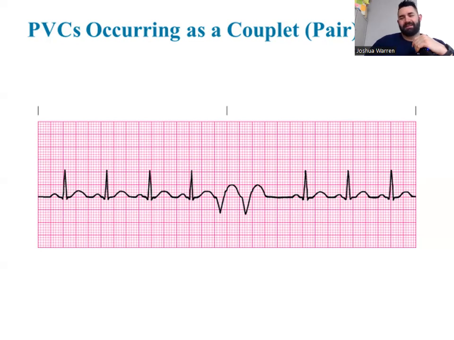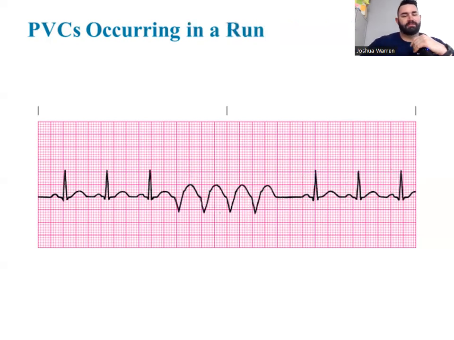No. A PVC is occurring in a run is what? That's a run of VTAC. It's called a salvo. It's a run of VTAC. How do I know that's a PVC? It's big, wide, and juicy.